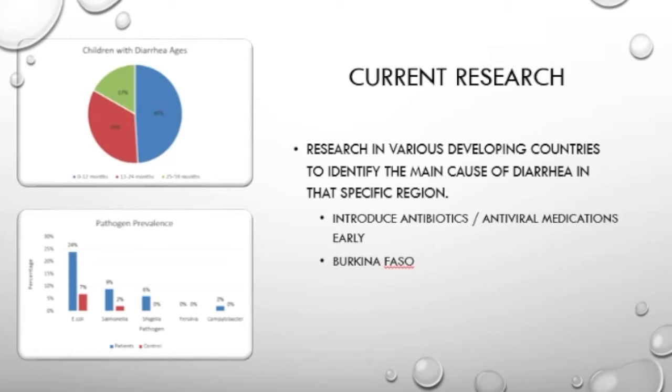Currently, there is research occurring in developing countries to identify the main causes of diarrhea in those regions. The data shown to the left is for diarrhea in children in Burkina Faso, which is a country in West Africa. Here we can see that the majority of children infected with diarrhea are between the ages of 0 to 12 months. The data also shows that E. coli is the prevalent cause of diarrhea.